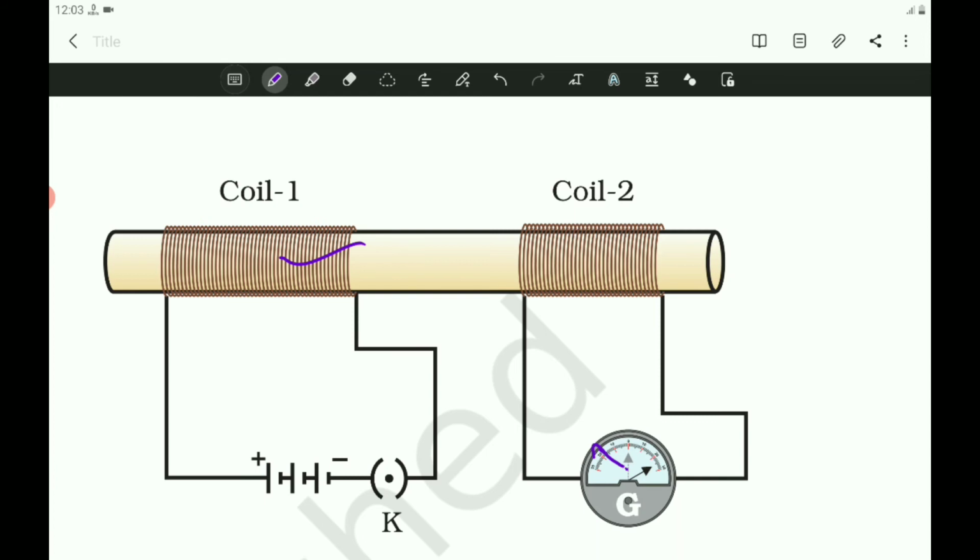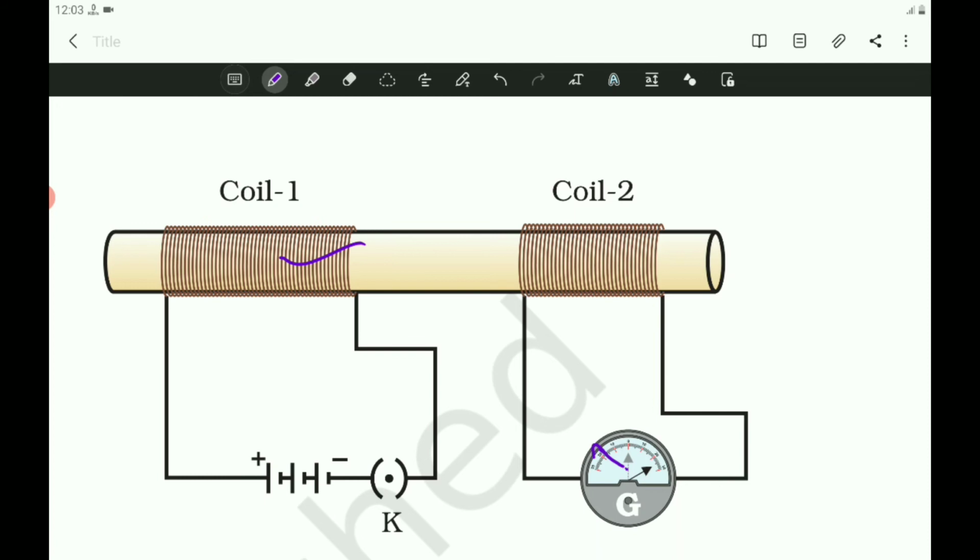So in this activity you observe that as soon as the current in coil 1 reaches either a steady value or 0, the galvanometer in coil 2 shows no deflection. We can conclude that a potential difference is produced in coil 2 whenever the electric current through coil 1 is changing. Coil 1 is called the primary coil and coil 2 is called the secondary coil.